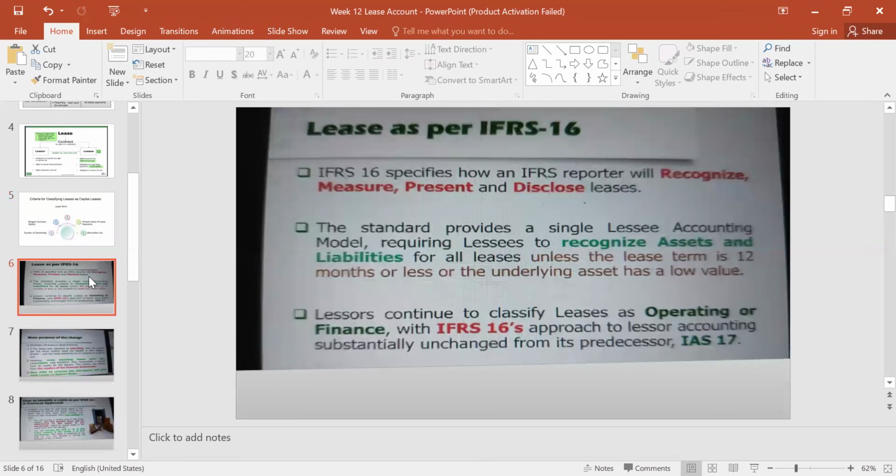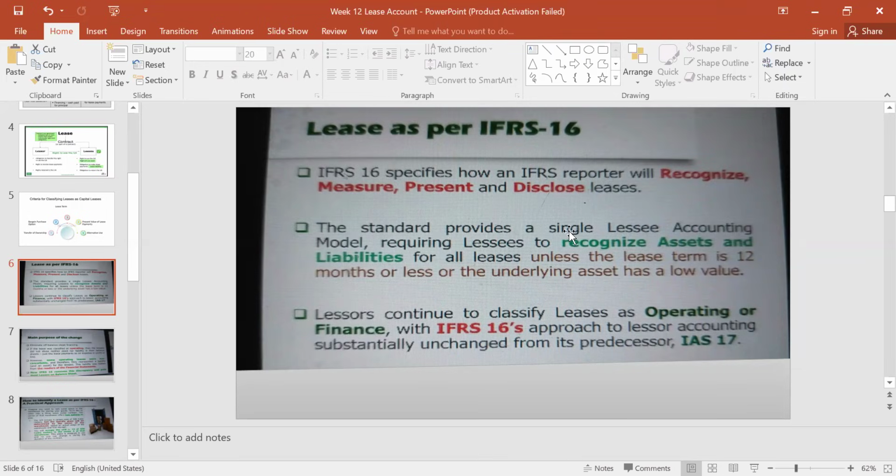Now I'm going to another slide. Lease as per IFRS 16. IFRS 16 specifies how IFRS reporters will recognize, measure, present, and disclose leases. Measurement, presentation, and disclosure about the lease are clearly mentioned according to IFRS 16.